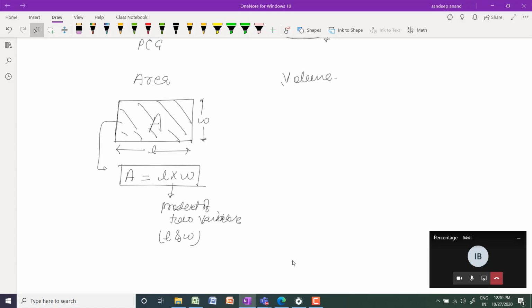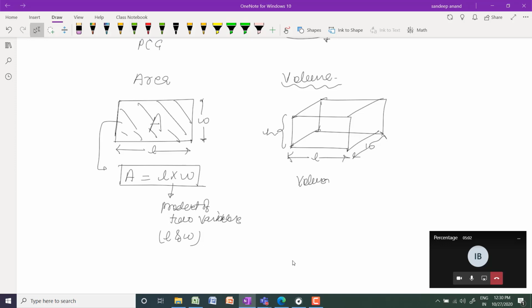Now as far as volume is concerned, suppose I am going to draw a cuboid, and this cuboid has length. This one is length, suppose I am taking this as width, and this one is height, right? Now the volume of a cuboid is calculated by the multiplication of length into width into height. So this will give you the volume of the cuboid. So these are products. Product means the multiplication of three parameters here. Volume is a product of length, width and height.